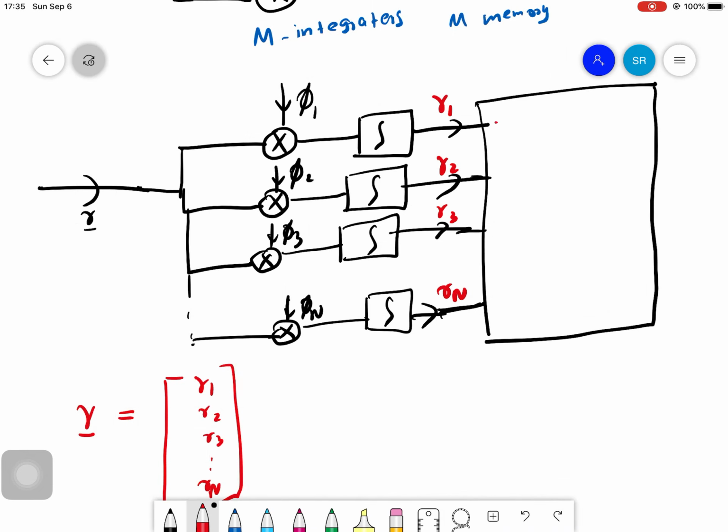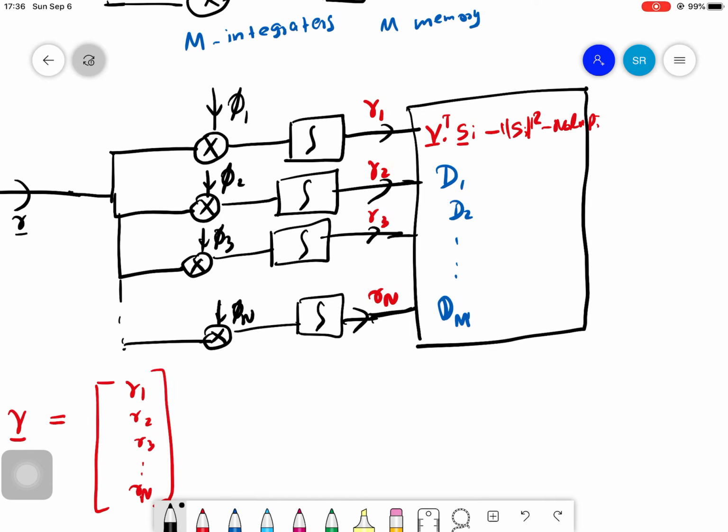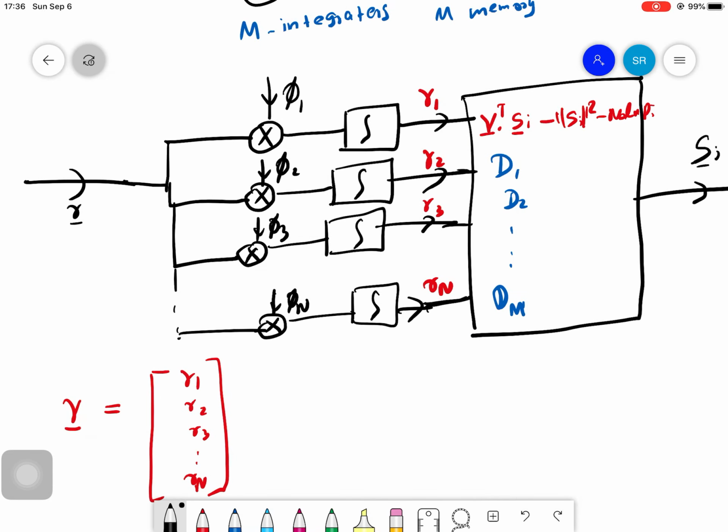In this, I calculate R transpose Si, dot product, minus Si squared, minus N naught ln Pi for each signal, and calculate my decision variables again, d1, d2, and dm. I calculate m variables, and based on those decision variables, I can output my signal again, which is the decoded signal.